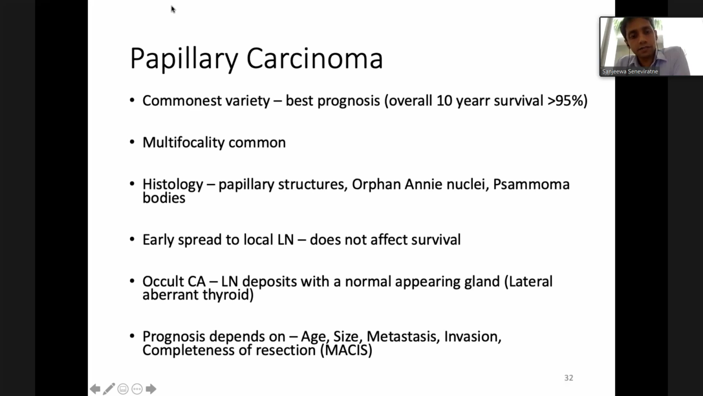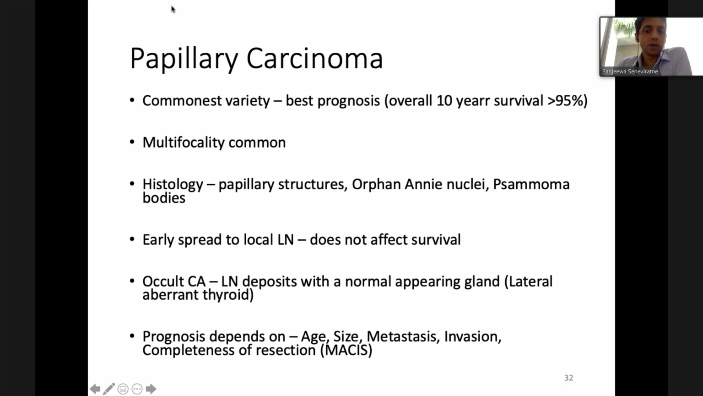Unlike other malignancies, they spread quite early to lymph nodes. Even today, we did a thyroidectomy for a papillary carcinoma where the lymph nodes were involved, so we had to remove the lymph nodes. This is a fairly common thing in papillary carcinomas.